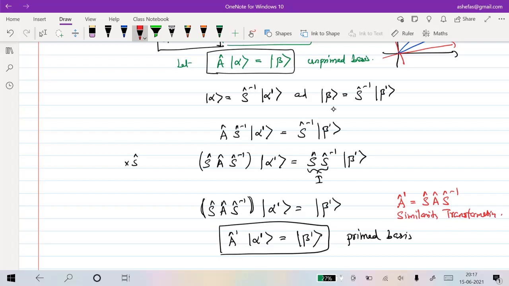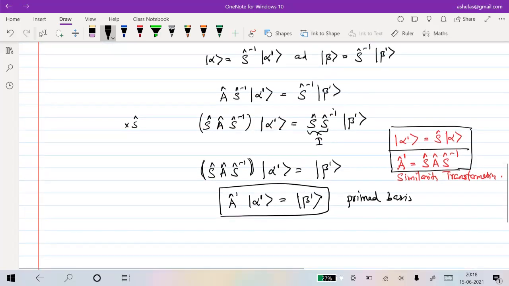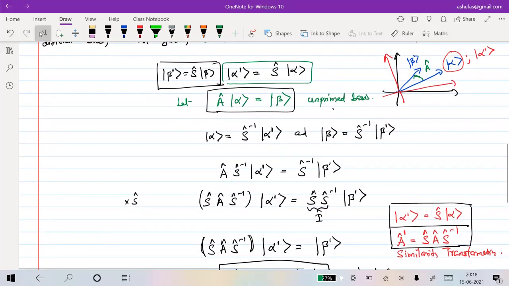So if alpha and alpha prime are connected in this way, the vector alpha transforms to alpha prime by the action of S, then the operator A transforms to A prime as S A S inverse. So this is what is meant by similarity transformation. Now the unitary transformation is just an extension of similarity transformation. Okay, so I think it is very clear now.